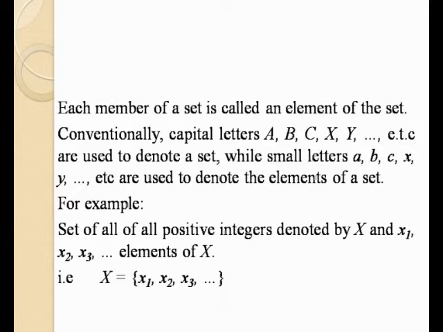For example, the set of all positive integers is denoted by X, that is, capital letter X stands for the set, while small letters x1, x2, x3, that is x subscript 1, x subscript 2, x subscript 3, are elements of X, just as we are having here. That is, X is equal to the bracket of x subscript 1, x subscript 2, x subscript 3, and so on. Then we close the bracket.